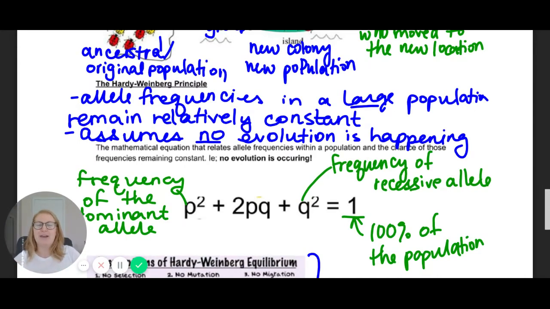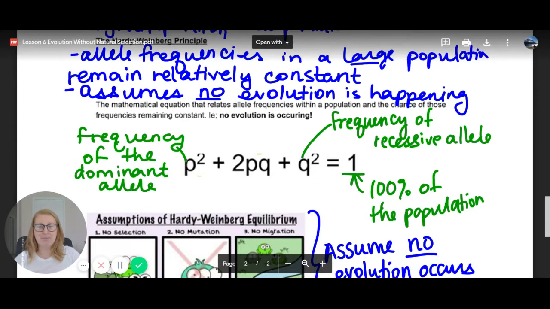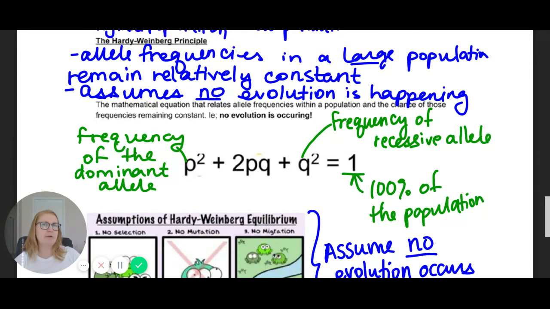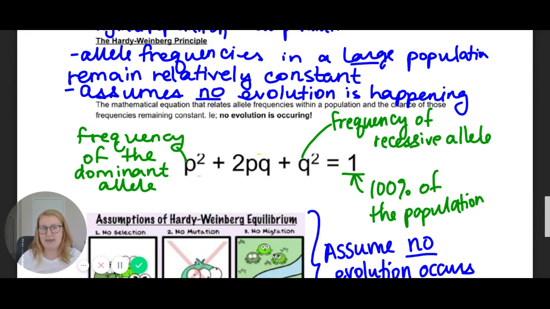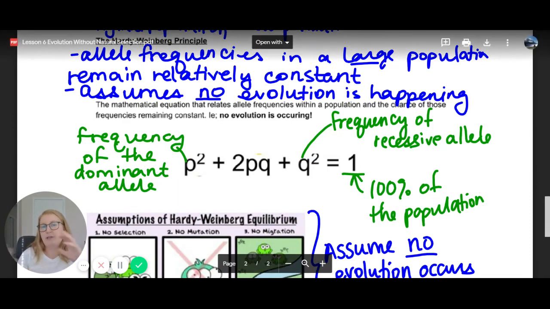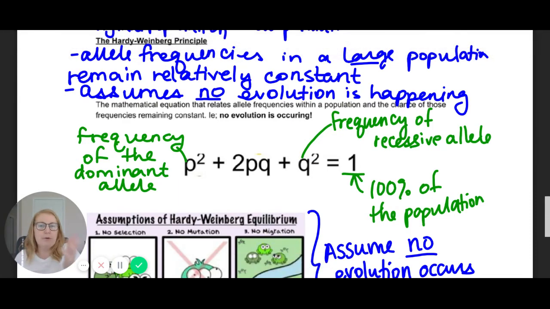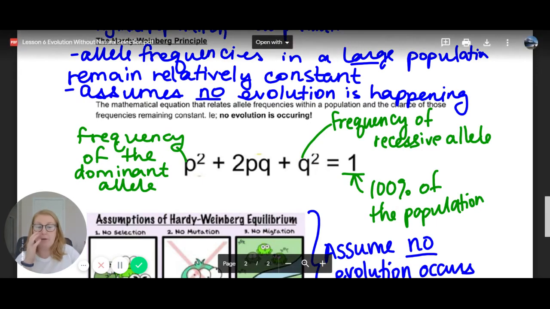We have a couple of variables in here. P is the frequency of the dominant allele, so let's say that was 0.5, or 50%. Q is the frequency of the recessive allele, so let's say that was also 0.5. This is a mathematical relationship: if you knew the frequency of one of them, you could figure out the frequency of the other one. And together they represent 100% of the population.